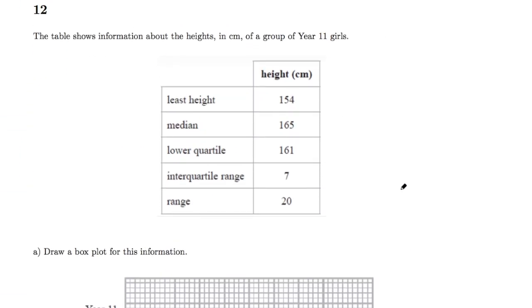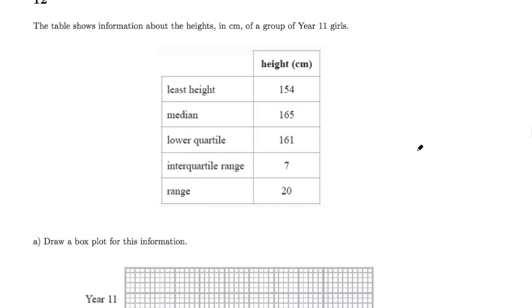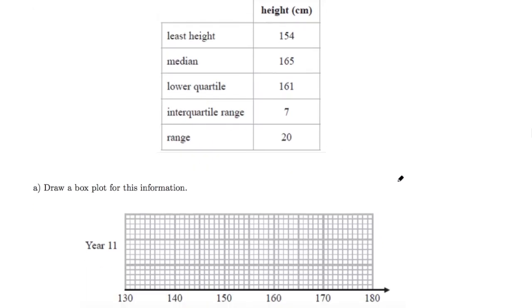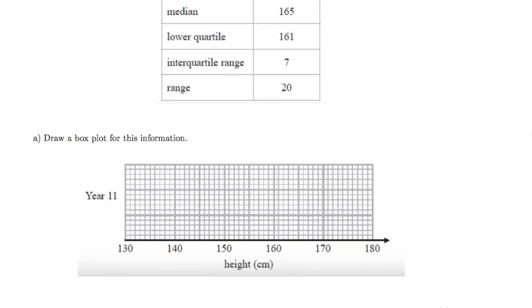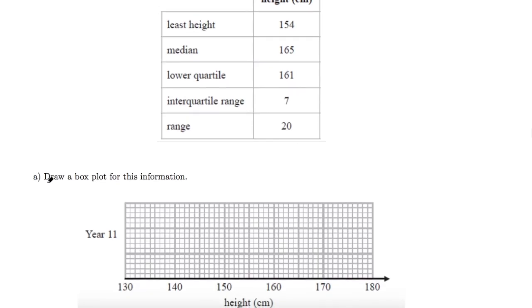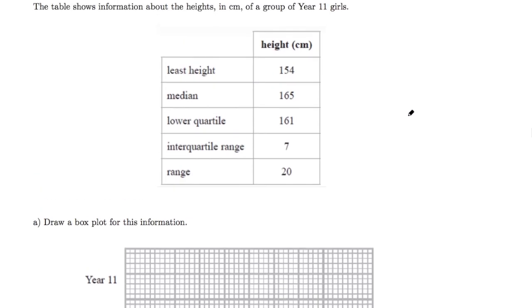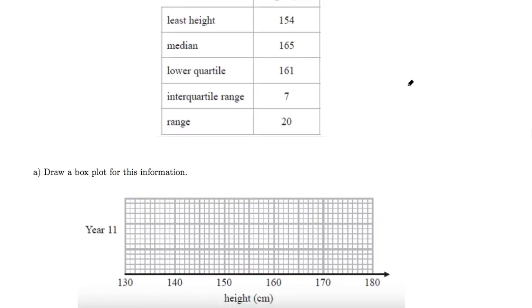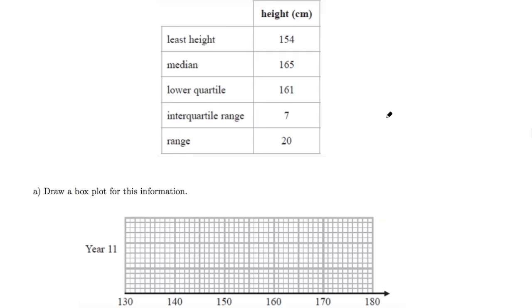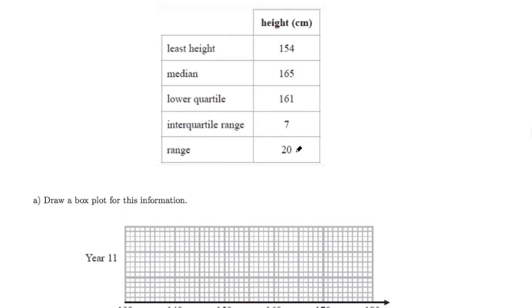Okay, question 12 says the table shows information about the heights in centimeters of a group of year 11 girls. So here we've got the height in centimeters, and then we've got least height, median, lower quartile, interquartile range, and range. And then part A says draw a box plot for this information. Okay. And hopefully you see the word box plot and you are filled with confidence because you know exactly how to draw these. It's actually not difficult once you've done a number of them, because essentially all you're doing is plotting numbers on a graph.